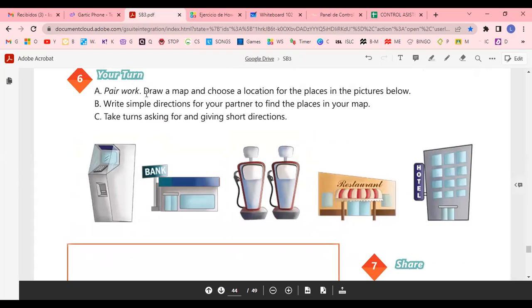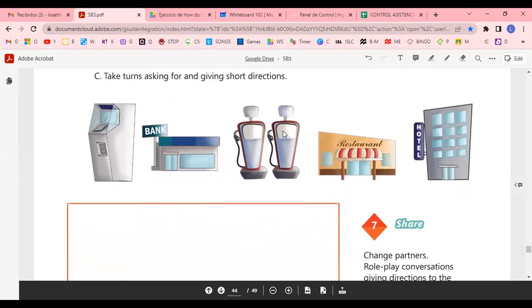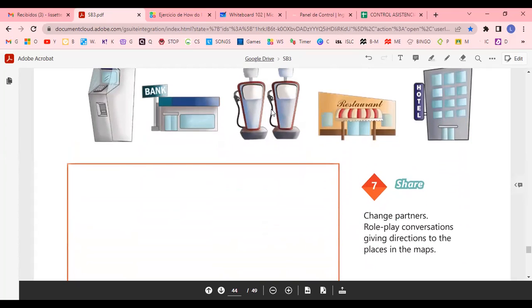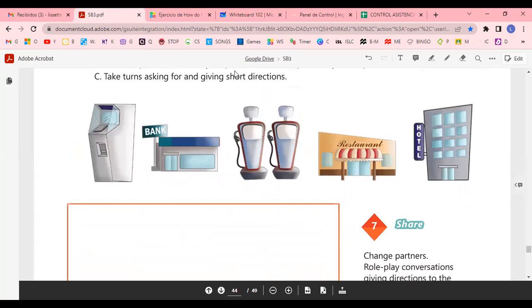So it says, draw a map. Vamos a dibujar un mapa, okay? And so choose a location for the places in the picture. Write the simple directions for your partner to find the place in your map and take turns asking and giving directions, okay? So ¿qué vamos a hacer? Aquí tienen 5 places. Tenemos un ATM.